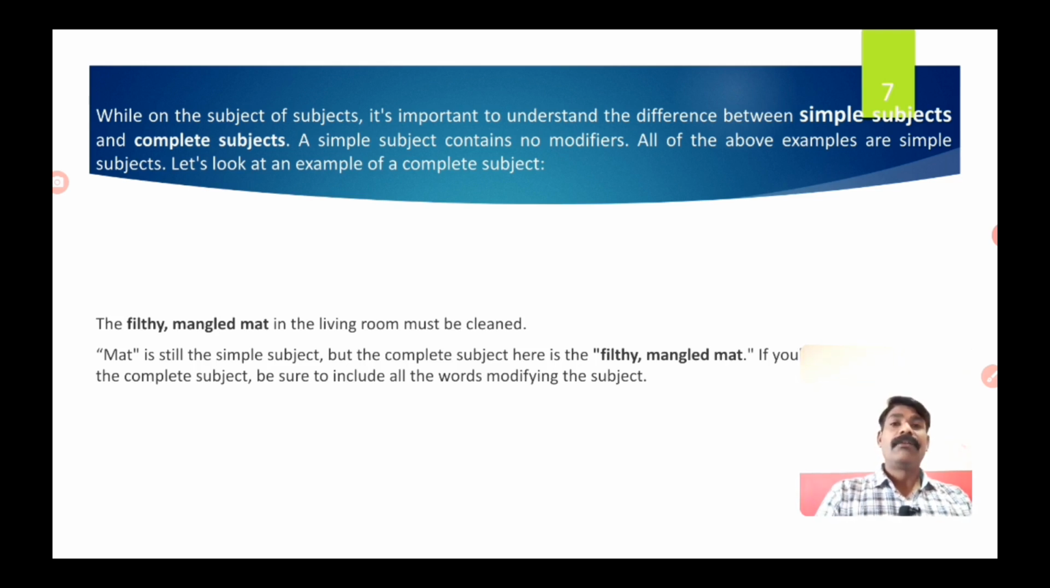Let's go ahead. The filthy mingle mat in the living room must be clean. The same sentence we carried here, but we added some more adjectives, some more masala. We modified that subject with adjectives like filthy and mingle. So with adding these two adjectives, two more words to that mat, which is the simple subject, we call it a modified subject, or a modifier. In the living room must be clean.